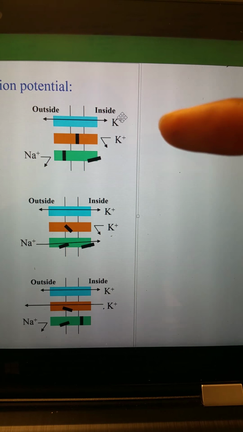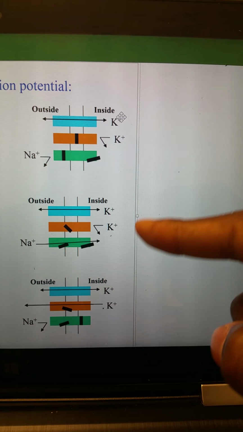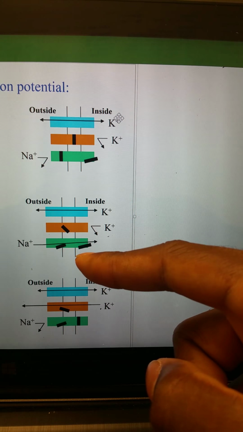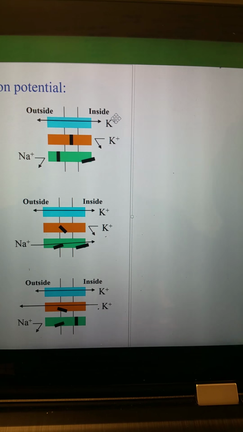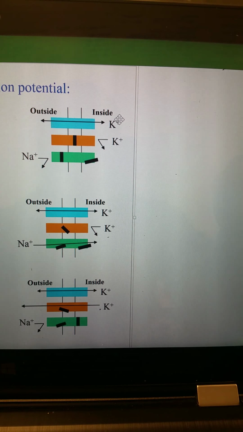of sodium. Second step is when threshold is reached, both sets of activation gates open. However, the sodium activation gate opens much faster than the potassium gate. So now we have the permeability of sodium, which is higher than the permeability of potassium, which is higher than the permeability of chloride, which is not pictured. This is where depolarization occurs, and we jump up to plus 30 millivolts.